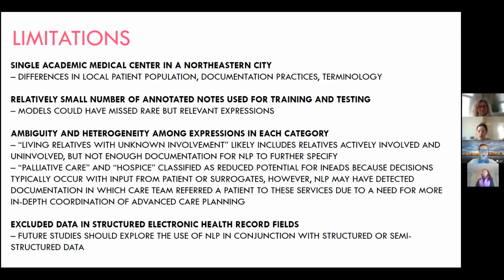The second, and I think I mentioned this previously, is palliative care and hospice. After a lot of back and forth discussion, we classified these as potentially reducing the likelihood that someone is in needs, because typically the decision to go into hospice, the decision to have palliative care, these decisions are done either with the input of a patient or with the patient surrogate. So we thought that it would mean that they were more likely to have someone in their life or to have some advanced directive. However, the NLP could have detected documentation where the care team was referring a patient to palliative care or hospice because they needed more in-depth advanced care planning. So they were referring them for a consultation for that reason, and maybe they could have been more likely to be in need. So again, that was some of the ambiguity we had to consider when figuring out which categories to put these in.